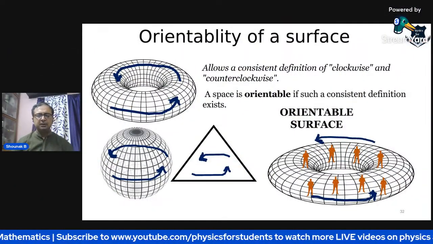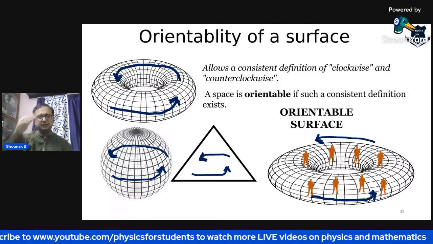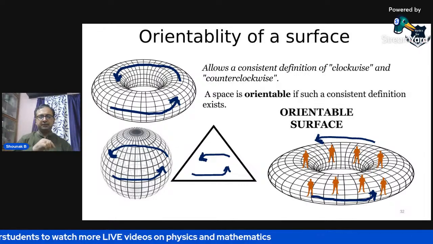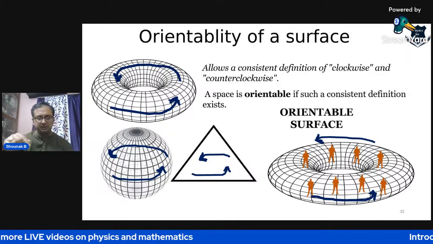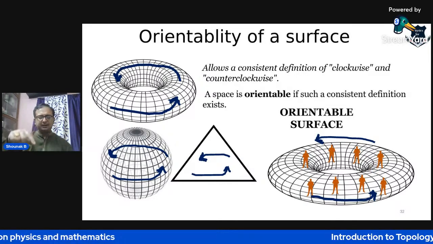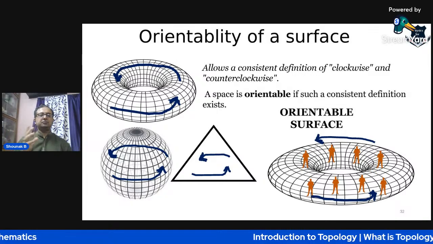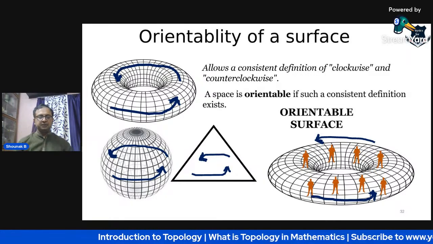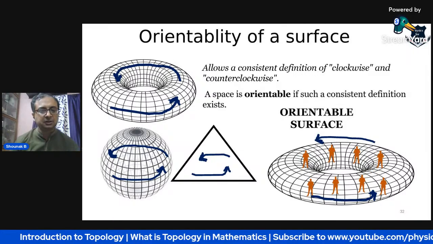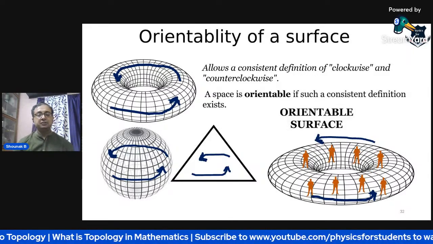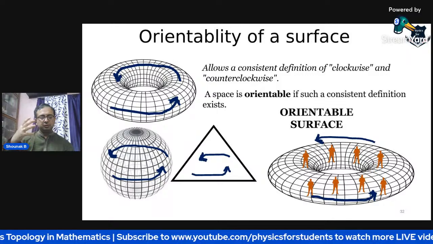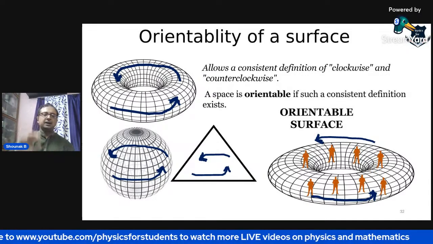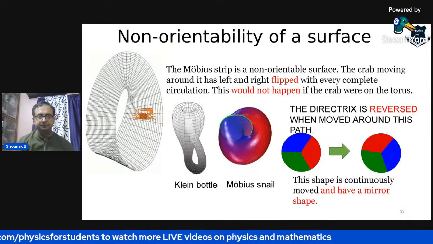So here you can see a space is orientable if such a consistent definition exists. I hope I can make things clear. When you go around through it and then come back, the body doesn't change. That is what is called an orientable surface. For example, typically flat surfaces are all orientable. Even if I take a sphere or a torus, the way we are moving, the orientation when it comes back is also the same.